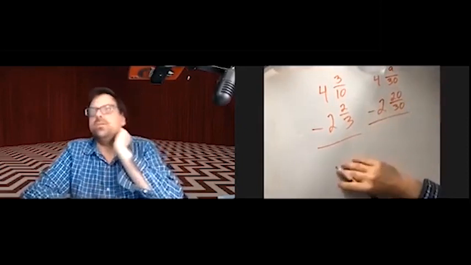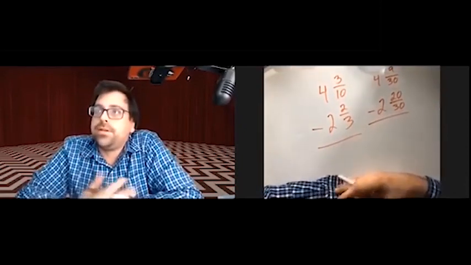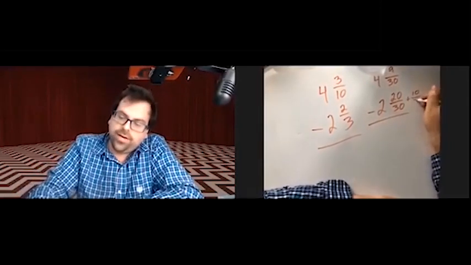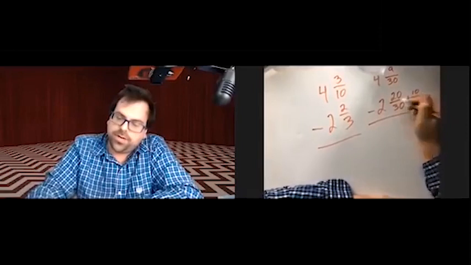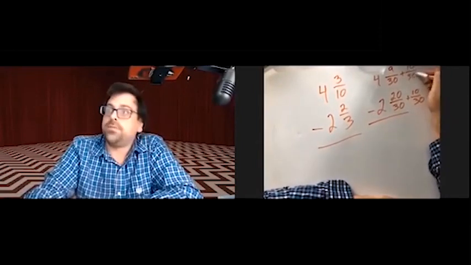We're going to have to borrow, or we can use our trick. Let's do the trick first. Add 10 30ths to bump this up to the next whole number. Add 10 30ths up top as well.